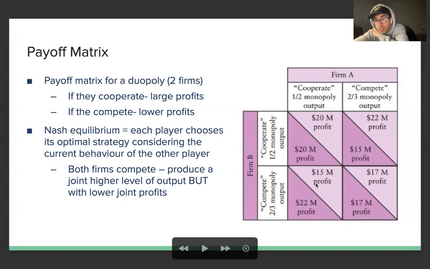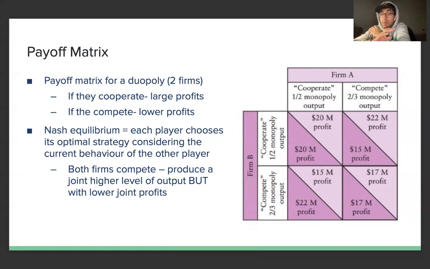So which out of these four situations is going to happen is the Nash equilibrium. And before we get into Nash equilibrium, let's define it. Nash equilibrium is that each player chooses its optimal strategy considering the behavior of the other player, and there is no incentive to deviate from a Nash equilibrium. Deviating from a Nash equilibrium outcome doesn't make anyone better off.